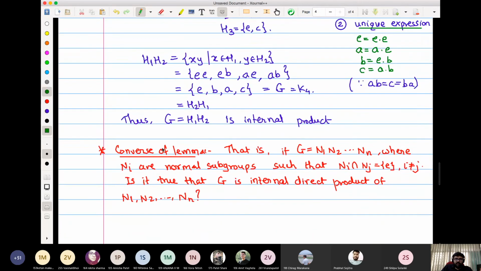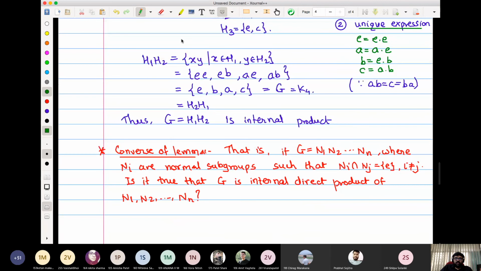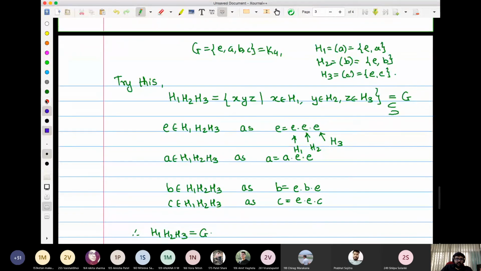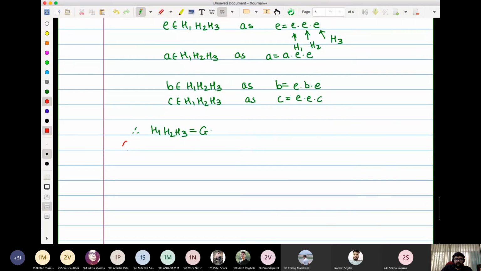Here we have written that G equals the internal direct product of H1, H2. So the question is, can we say the same for three subgroups?